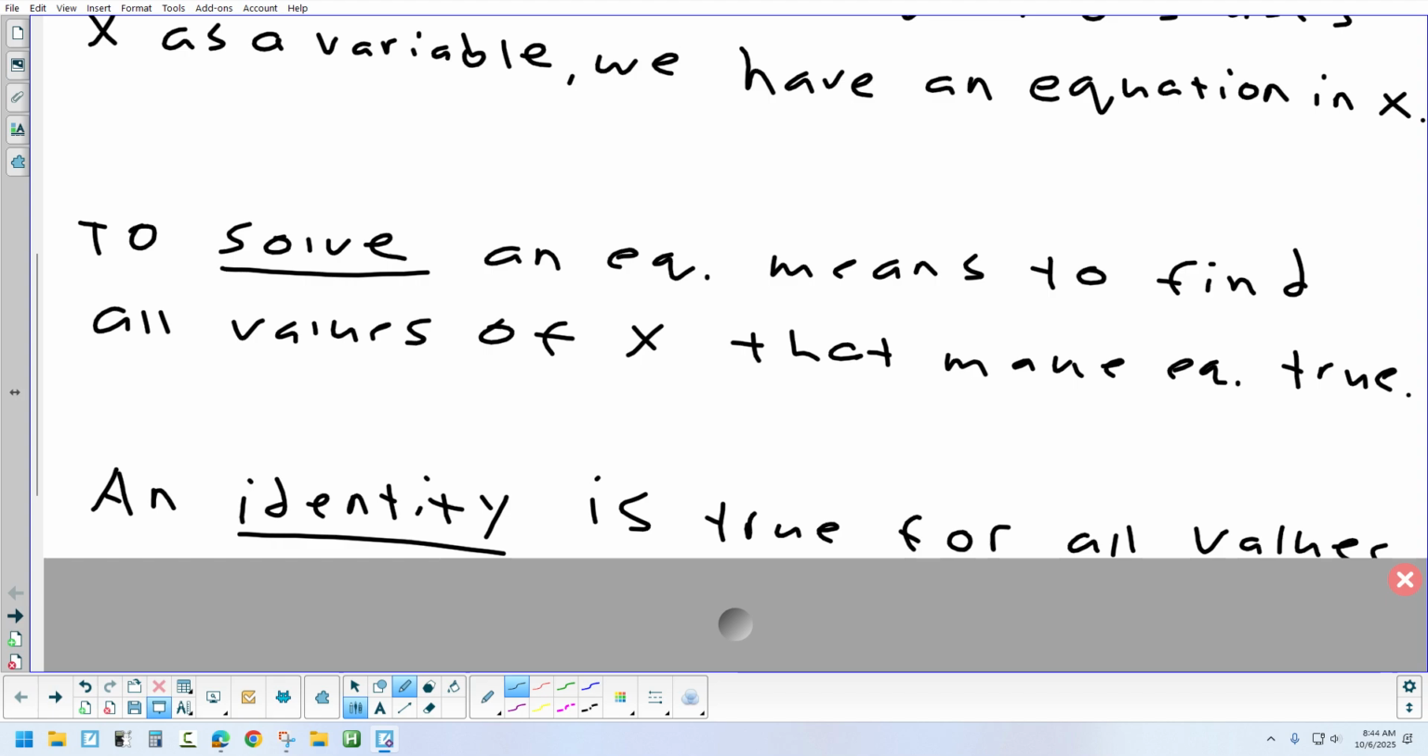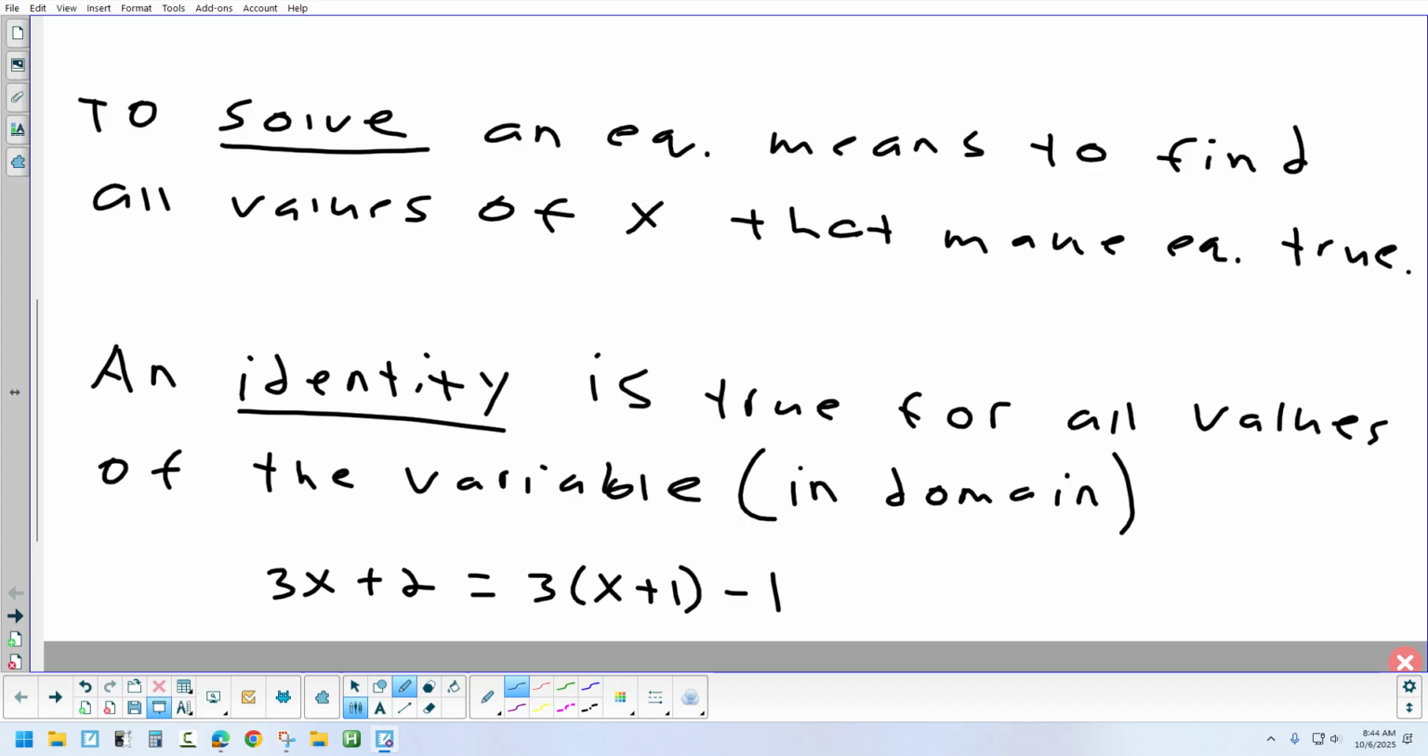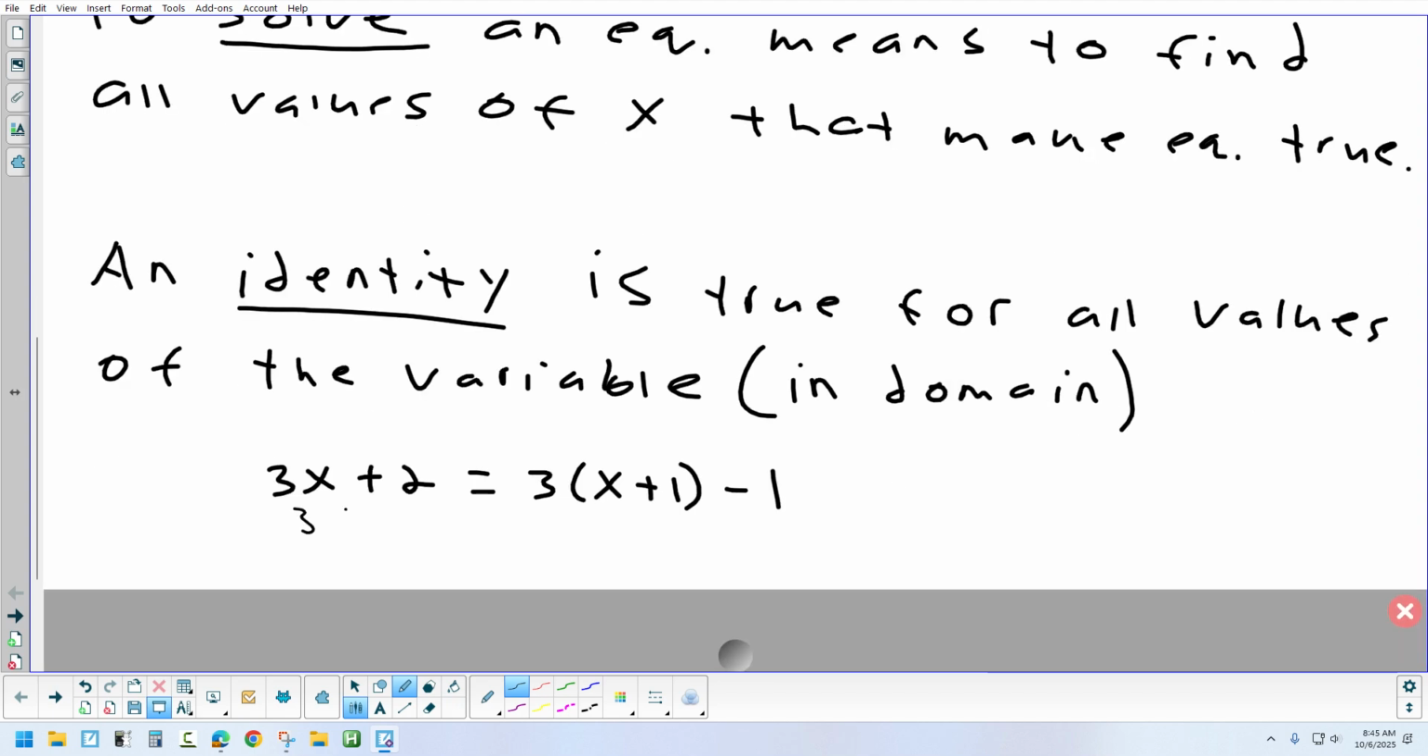Okay, so one kind of equation is what we call an identity. And I think I've got an example right there. So let's start to solve this equation and see what happens. What would be your first step on the right-hand side if you were going to start to simplify and solve that equation? So that's the left-hand side. What would you do first on the right-hand side? Yeah, let's distribute the 3 out. And you get 3x plus 2 equals, and then if we distribute the 3, it's 3x plus 3 minus 1.